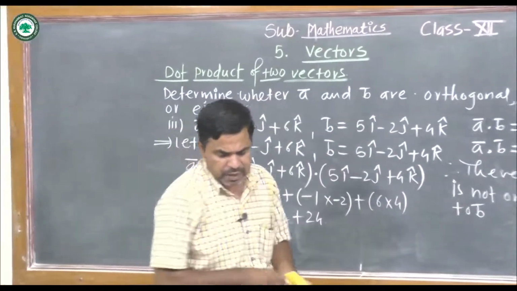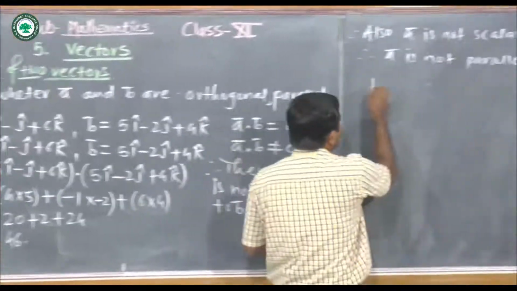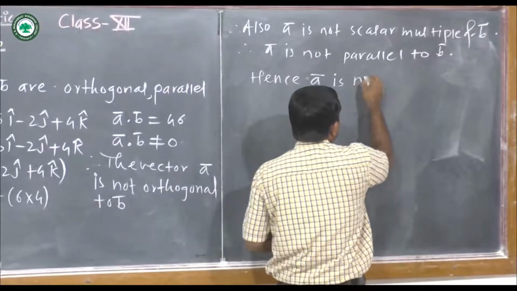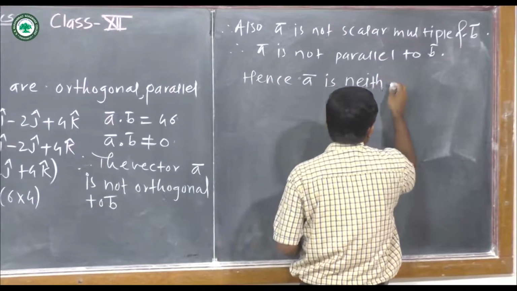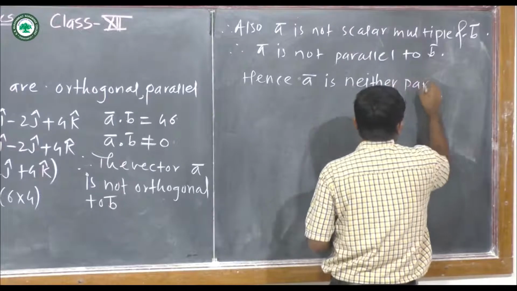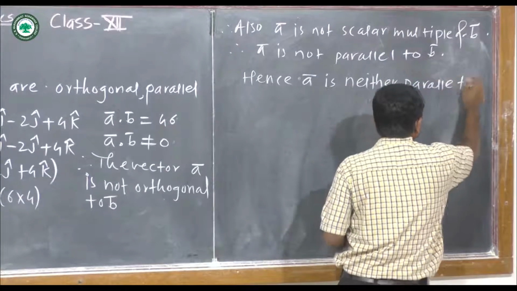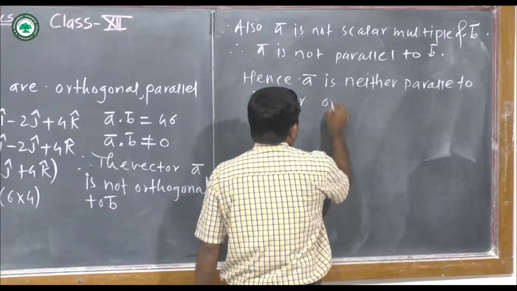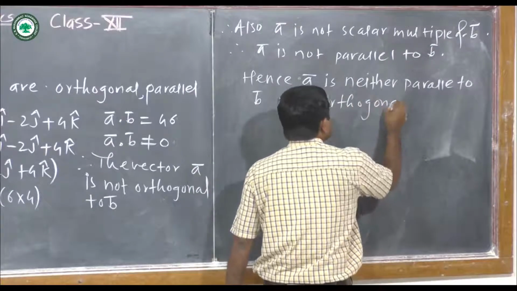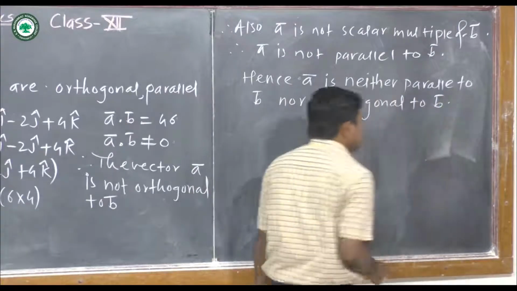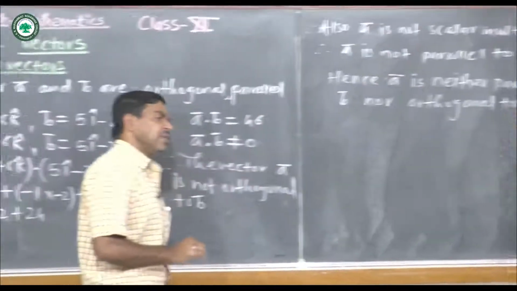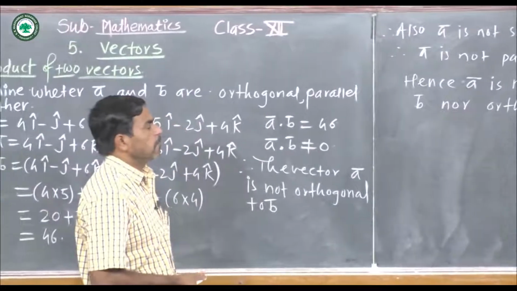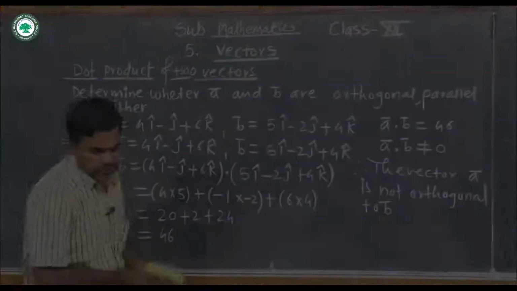Hence A bar is neither parallel to B bar nor orthogonal to B bar. Means A bar is not parallel to B bar as well as A bar is not orthogonal, means A bar is not perpendicular to B bar. So we see the next question.